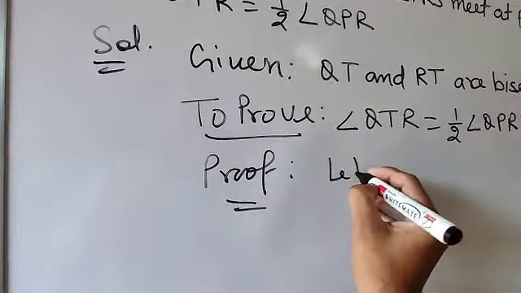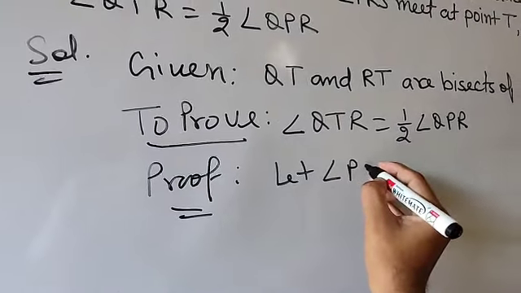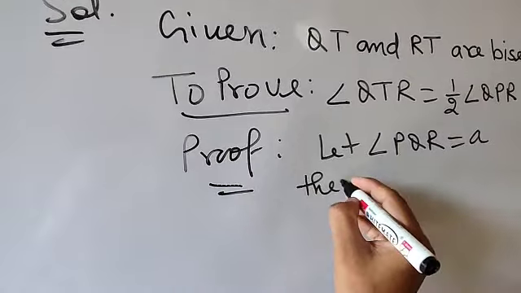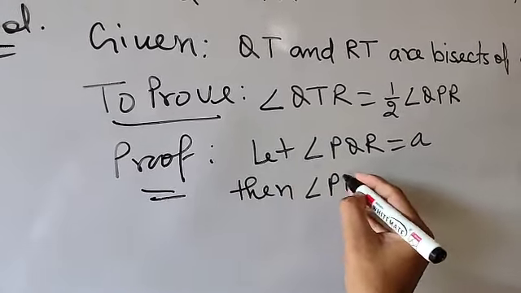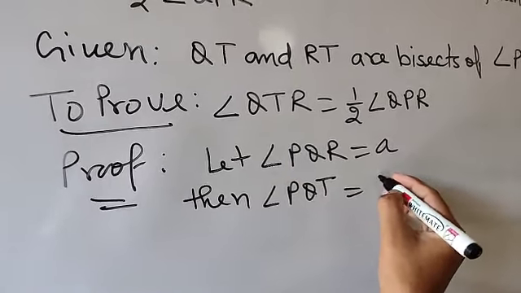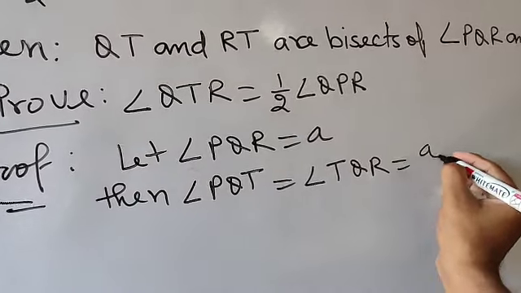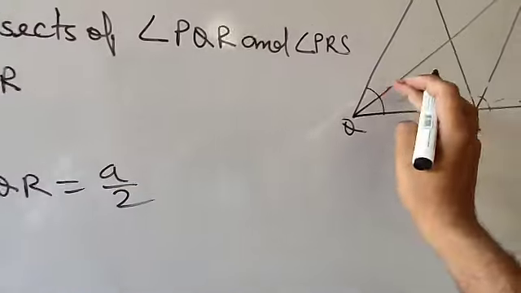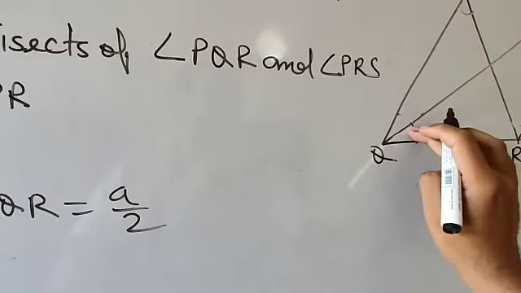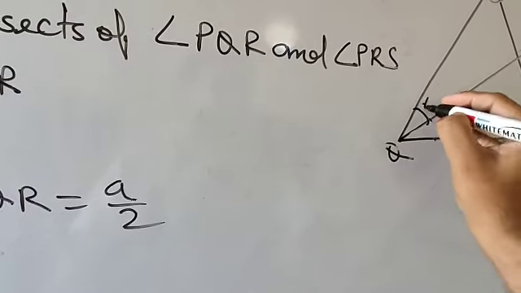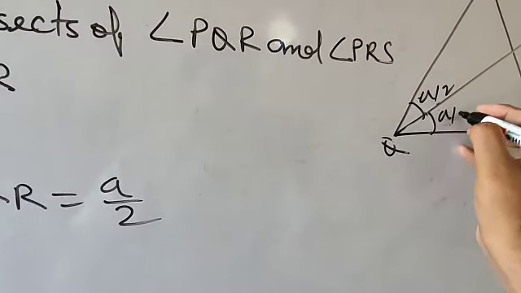Let angle PQR equal A, then angle PQT equal to angle TQR equal to A by 2. What is the reason? It is the angle bisector. Bisector means it is dividing the angle PQR into two equal parts. So it will be A by 2 and it is also A by 2.